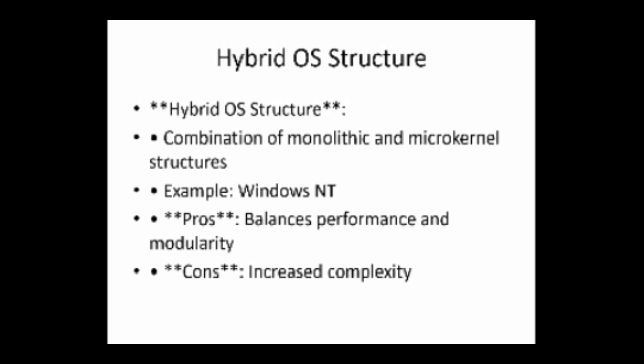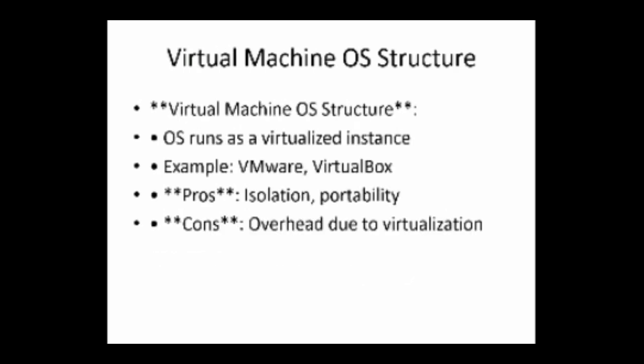So next, the hybrid OS structure, the combination of monolithic and microkernel structures. The hybrid refers to the combination of two structures. So here I take monolithic and microkernel structures. The monolithic is a simple and very efficient OS. The microkernel is where the kernel size is very small compared to others. For example, Windows NT. The pros are that it balances performance and modularity. The cons are increased complexity.